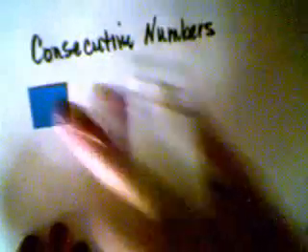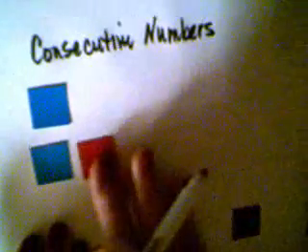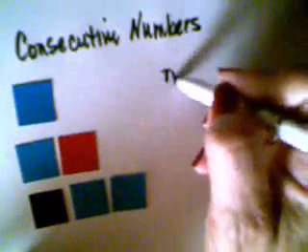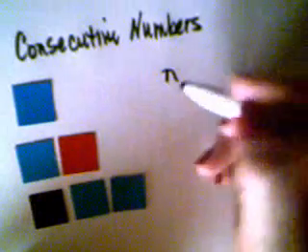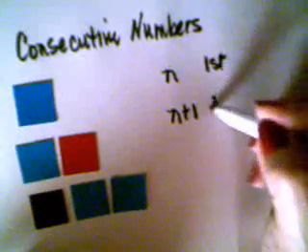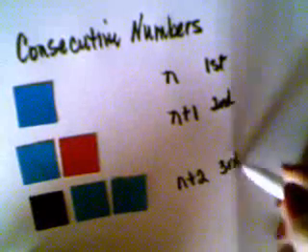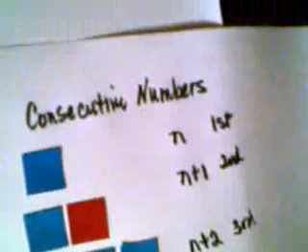So if I have 1, the next consecutive number is 1 more than that, and the next consecutive number is 1 more than that. So if we're representing those algebraically, we have n, which is the first number, n plus 1 is the second number, and n plus 2 would be the third number.